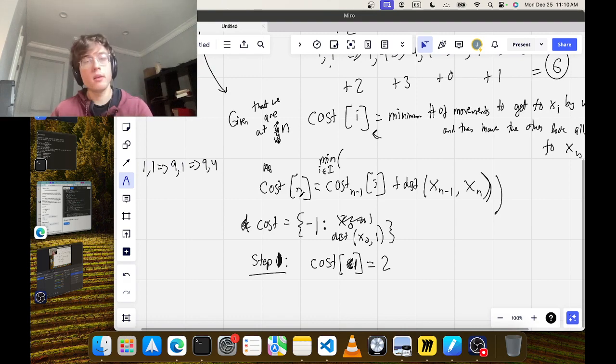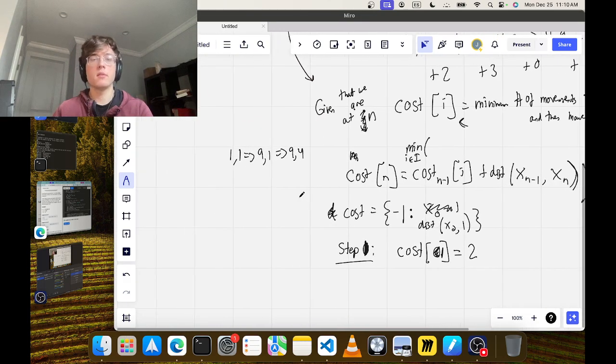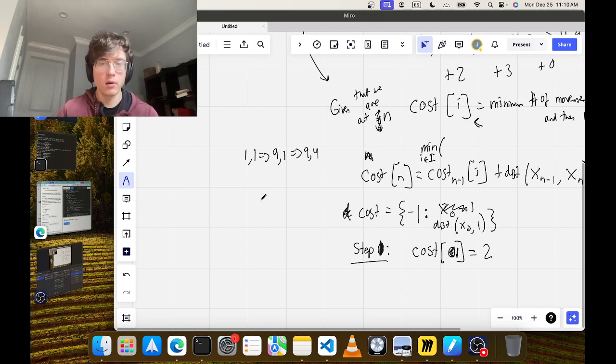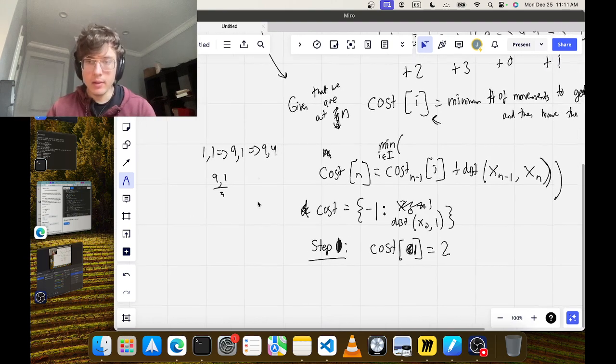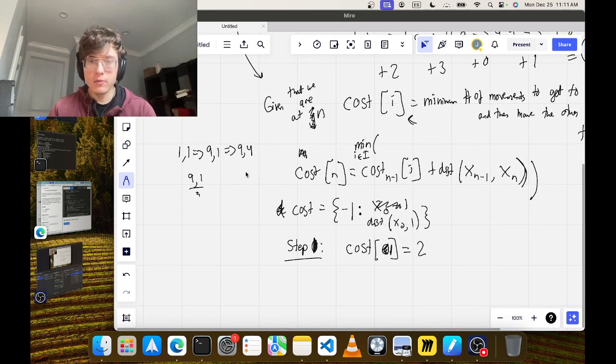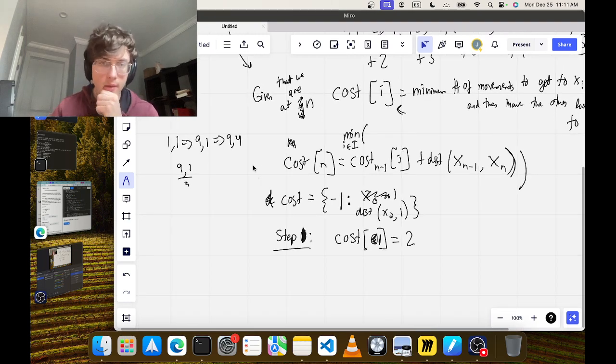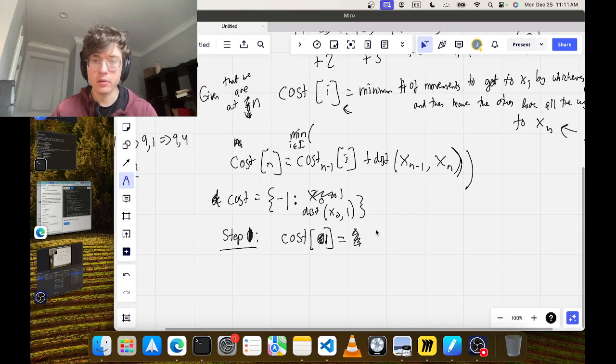So what are the different possibilities? Okay, let's just take a look. What are the different possibilities to get to 9, 4? Well, there's only one possibility, 9, 1. There's no other possibility. We have to keep the 1, and then we have the other one at 9. So we're looking at the only possibility, which is this 9, 1, and we try to move the other one to 4. So this isn't 2, this is 5, actually.